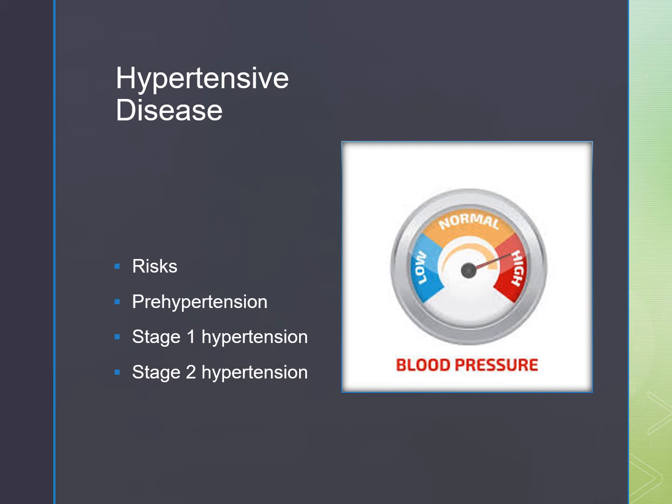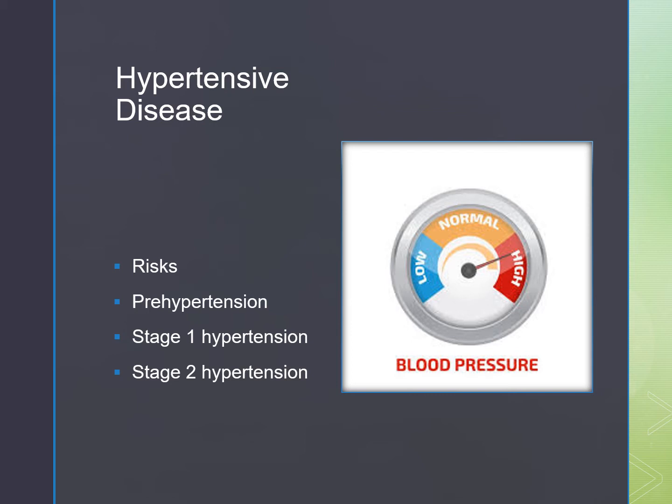Prehypertension is a systolic blood pressure between 120 and 139 millimeters of mercury and a diastolic blood pressure between 80 and 89 millimeters of mercury. Stage 1 hypertension is a systolic blood pressure of 140 to 159 millimeters of mercury, or a diastolic blood pressure between 90 and 99 millimeters of mercury.